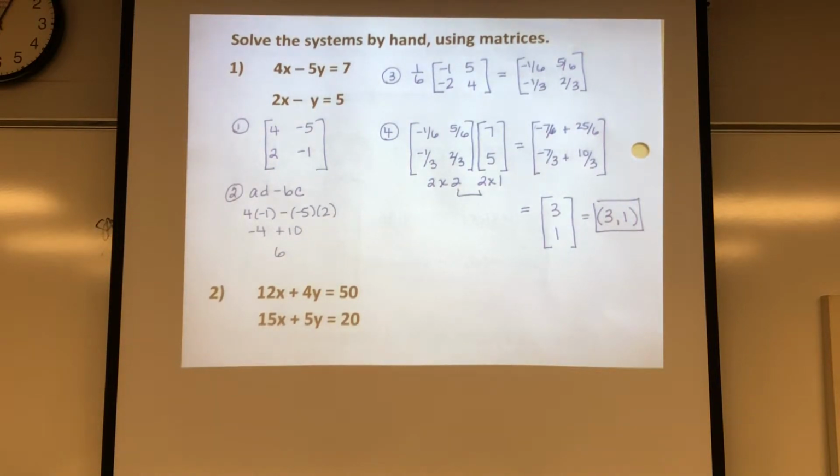All right, so go ahead and see if you can try number 2. Write down the system, put pause, and then see if you can work yourself through those 4 steps. Start by doing your coefficient matrix, the numbers in front of all of those variables. So we have 12, 4, 15, and 5.